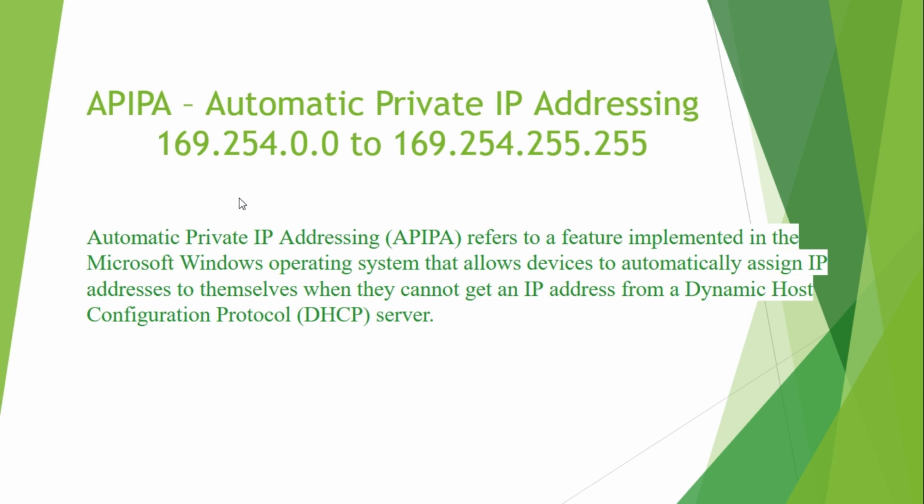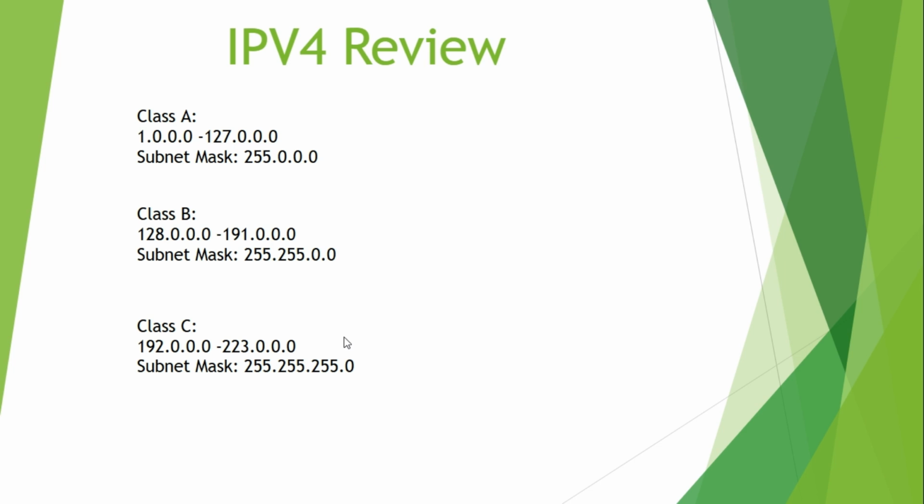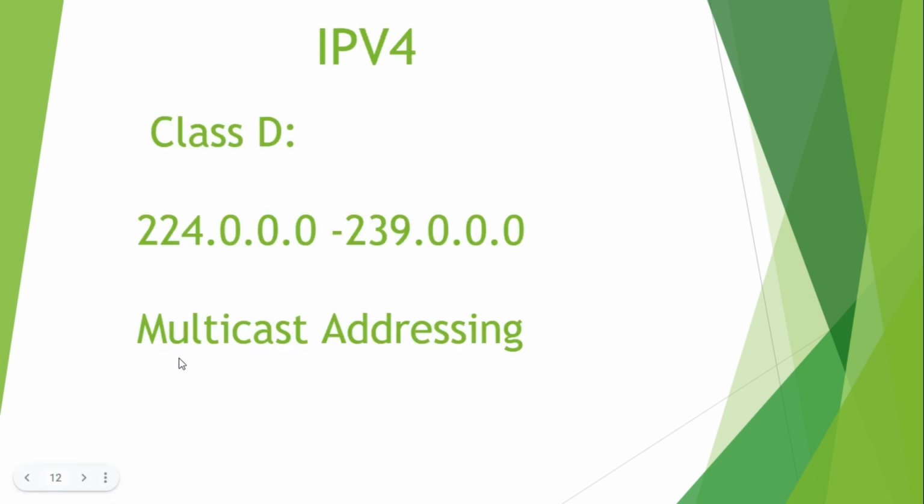You cannot use automatic private IP addressing to connect to devices outside your network. This is only a feature for the local network. So hopefully that made sense. If for whatever reason you keep seeing this IP address even after refreshing, more than likely there's something wrong with your DHCP server. We talked about the review. Remember, once again, it's the first octet that literally tells you what type of class you're dealing with, A, B, or C. Memorize these numbers.